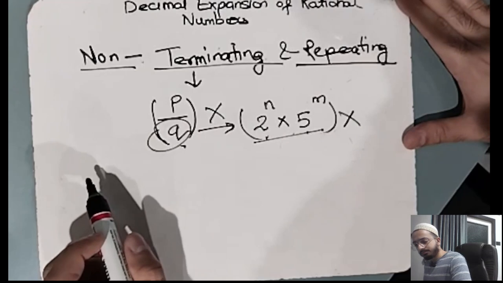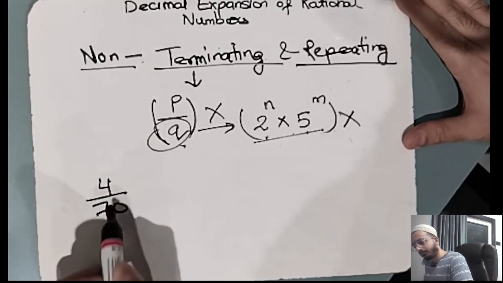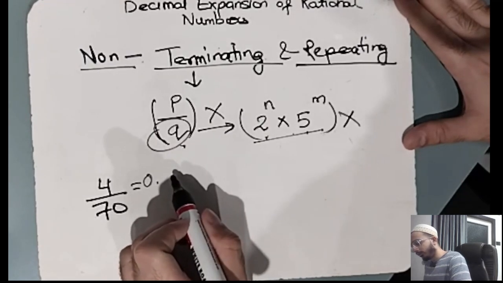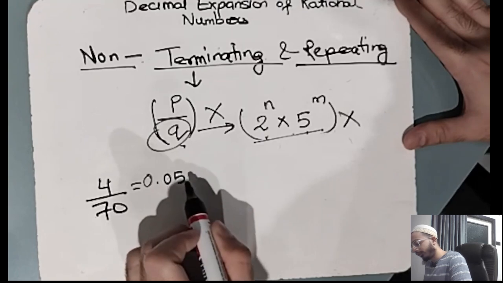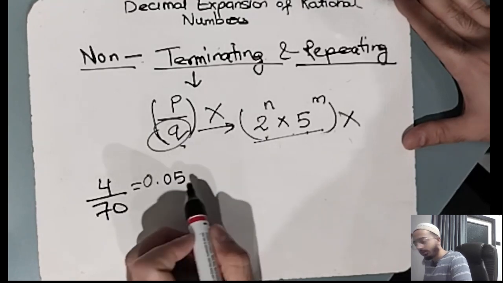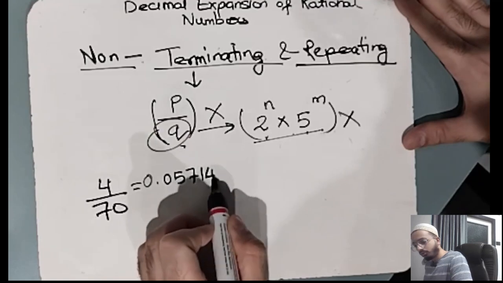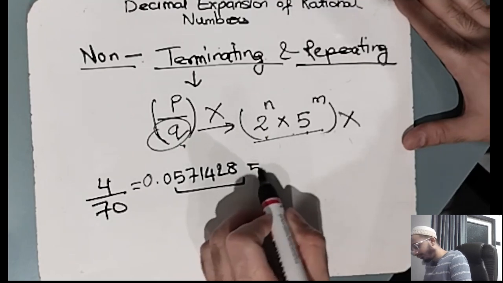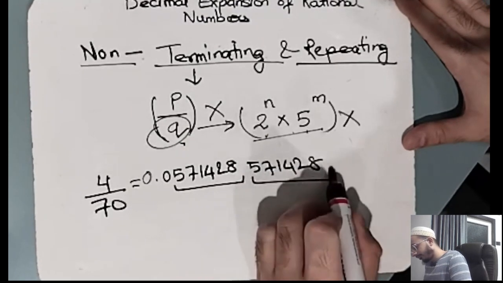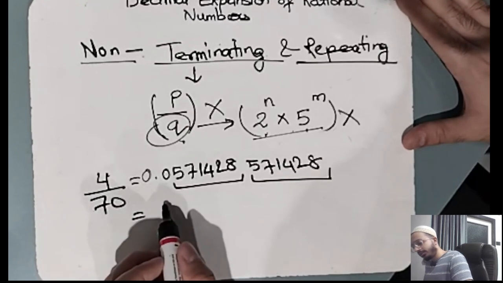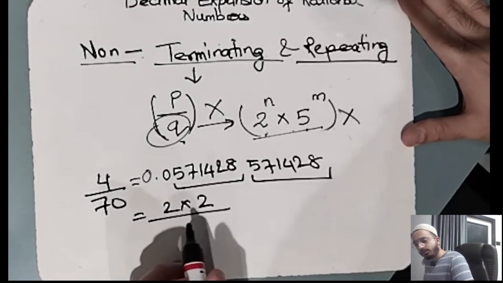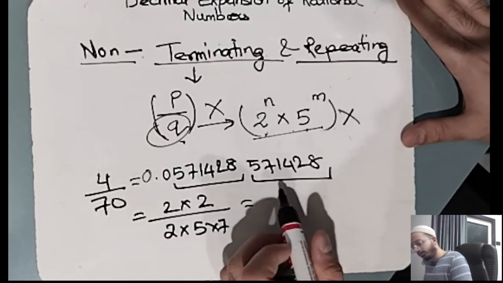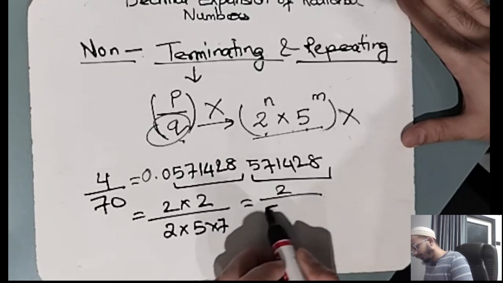Let us take 4 upon 70. The decimal expansion of this is 0.0, quite complex, a very large set of digits repeat: 5, 7, 1, 4, 2, 8. This set of digits repeats. So again you will get 5, 7, 1, 4, 2, 8. When you take the prime factorization of the numerator and the denominator, you get 2 over 5, 7. Upon further reduction, you get 2 by 5 times 7.